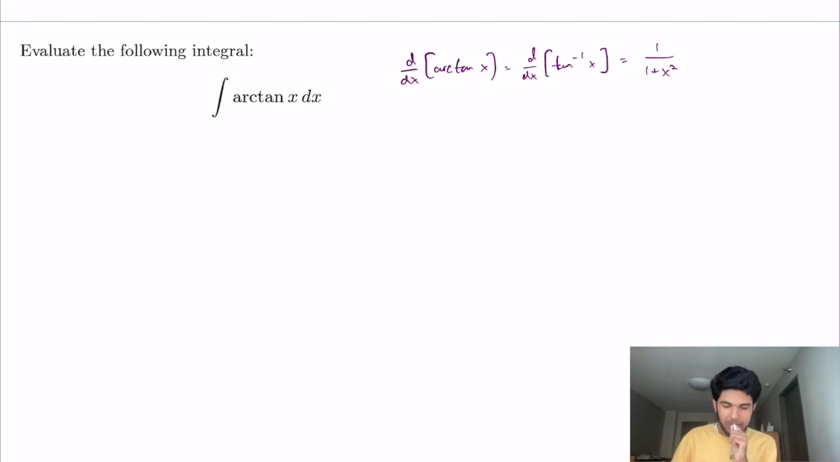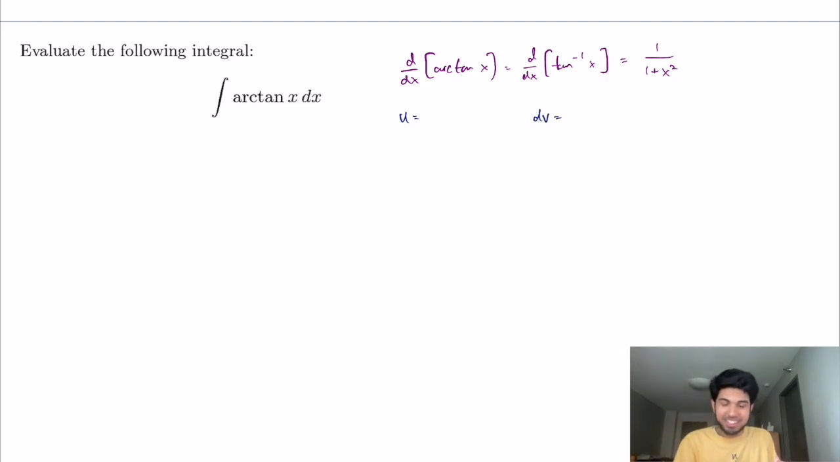Okay. Well, how are we going to solve this? We don't know the integral directly. We don't know how to do this with u substitution. There's nothing to cancel it with. So that means let's try doing integration by parts. So we need a u, we need a dv.